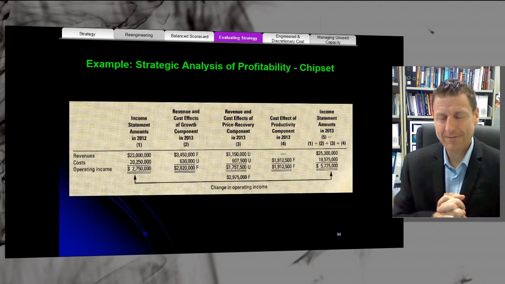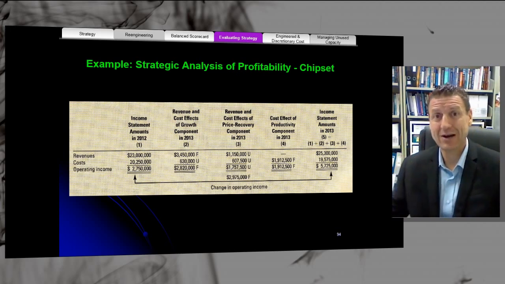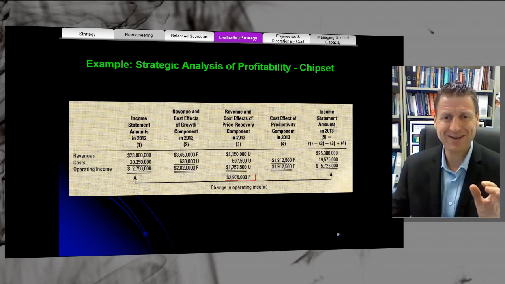So here we have a summary of all of these formulas that we've just calculated. We've got a total change in operating income of 2.79 million. That is favorable. There is the revenue and cost effects of the growth component. We have the revenue and cost effects of the price recovery component, and we have the cost effect of the productivity component. There are three parts.